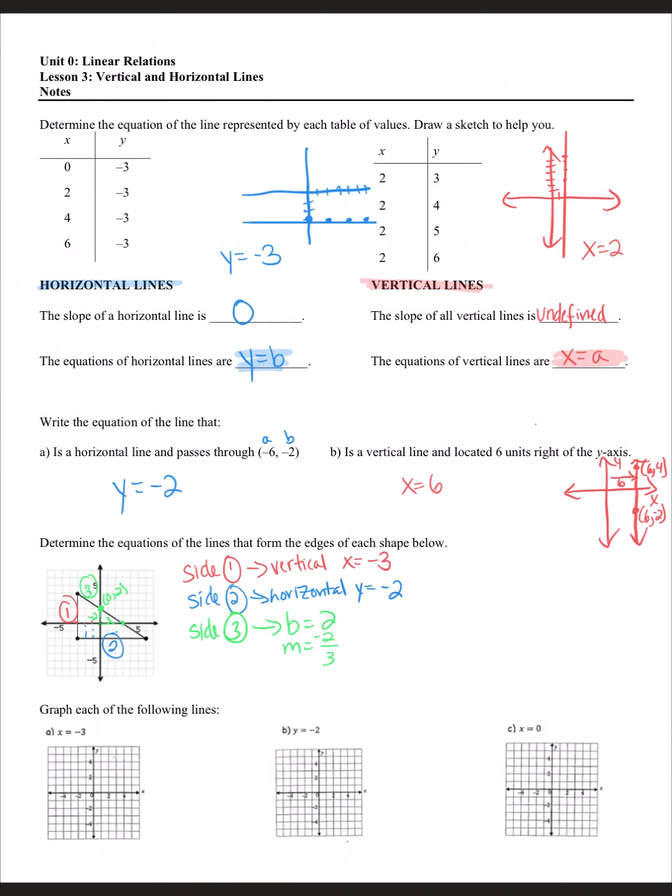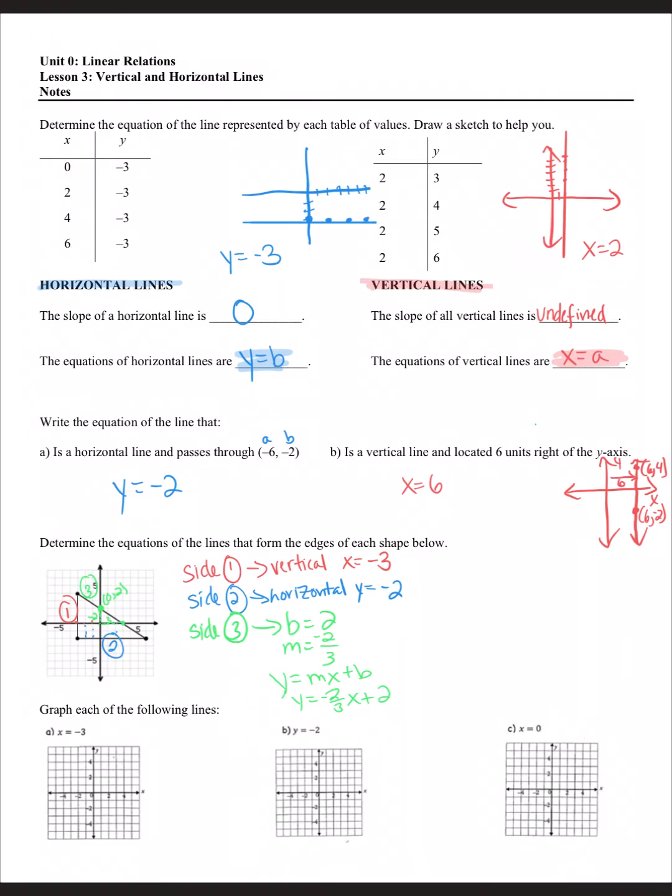Okay, so once we have our slope, once we have our y-intercept, we can write the equation of that line in y equals mx plus b. So remember, y equals mx plus b. You have y equals -2/3 x plus 2.